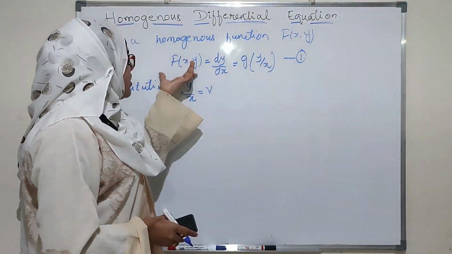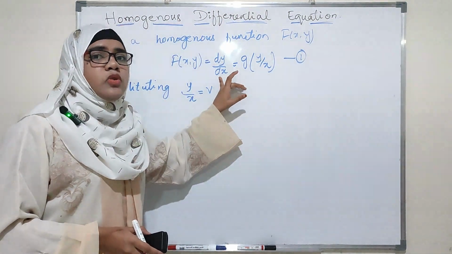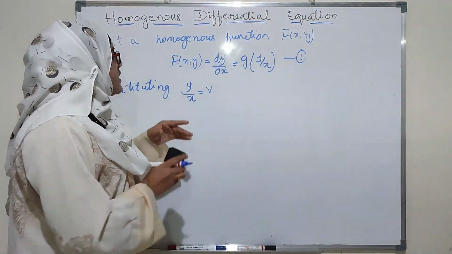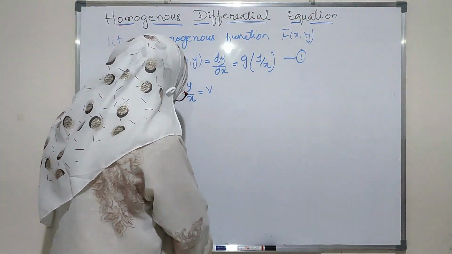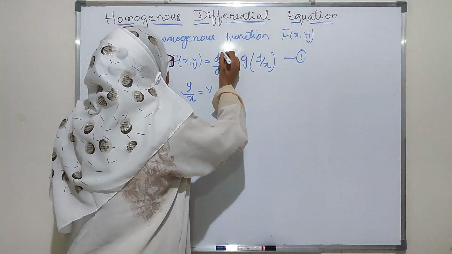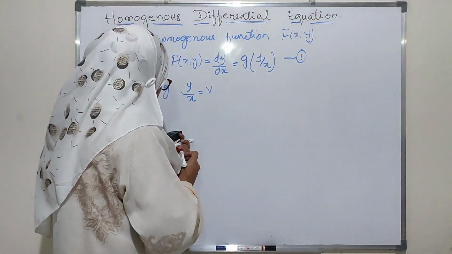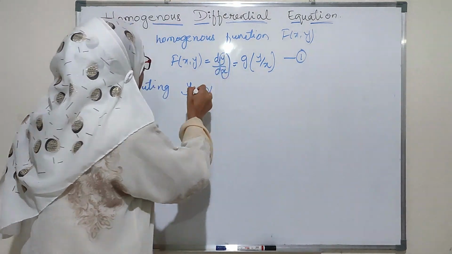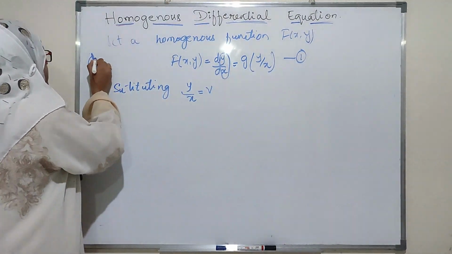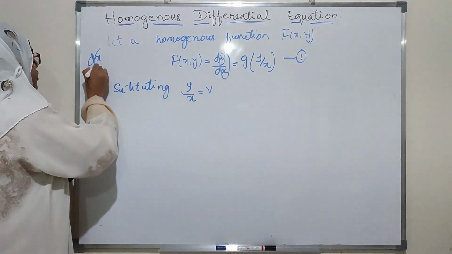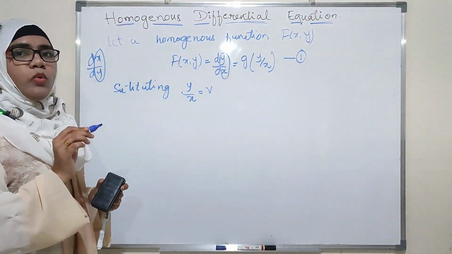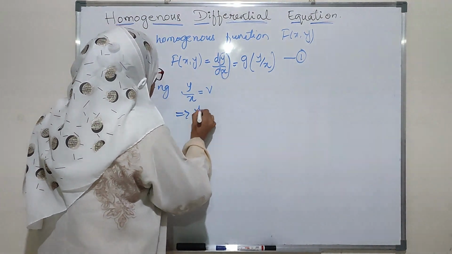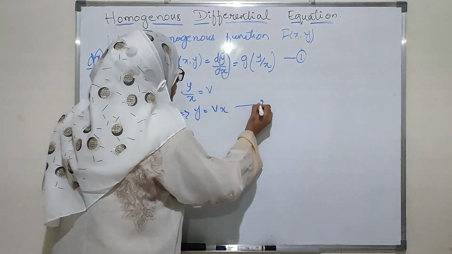The given function may be in the form of dy by dx or it can be in dx by dy. So how to take v? If you have y by x here, then you have to take y by x as v. If you have dx by dy, then you have to take v as x by y. Okay. So now it will become y is equal to v into x. Name this one as equation 2.